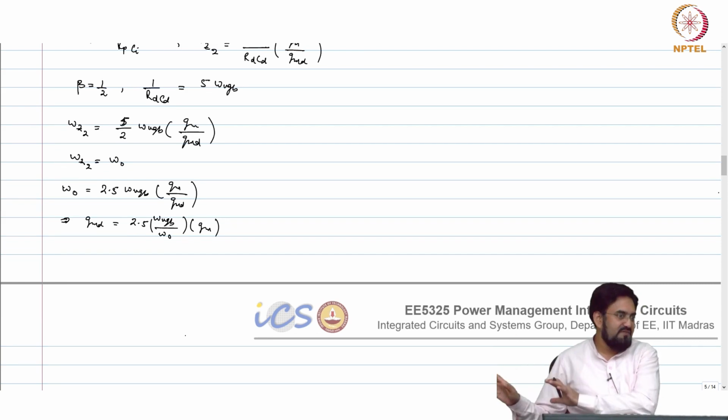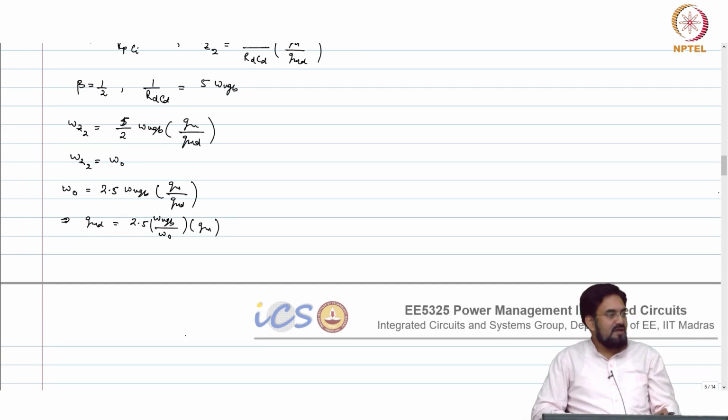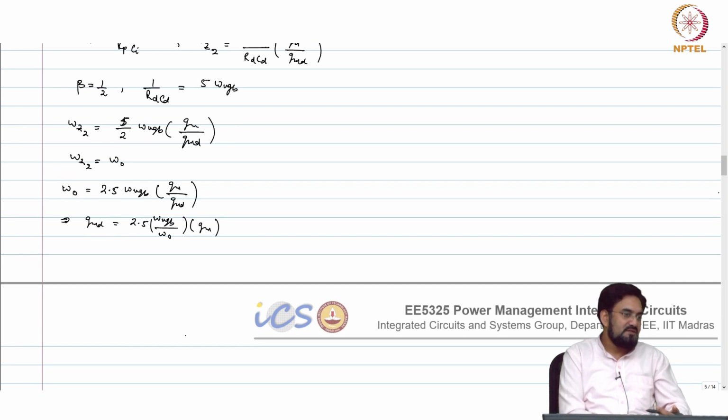because we don't have any control over RDCD. RDCD is, once you have fixed, you cannot change that to move your 0, because that will affect your pole also. And omega UGB, omega naught, both are decided. So, the ratio of GM and GMD is the only thing which you can change, and the advantage here is GMD will independently control the 0 actually. It will not affect anything. If I change the GMD, it will only move my 0, it will not affect any of the other factors. So, independently you can control both the zeros here, okay.